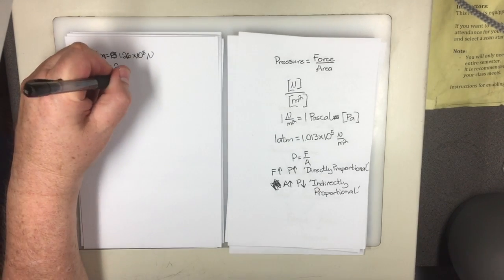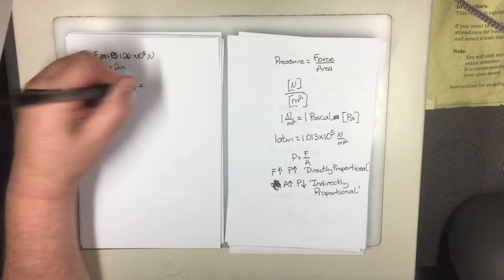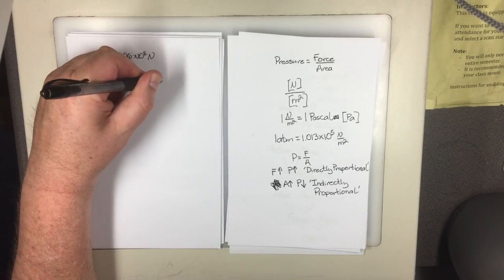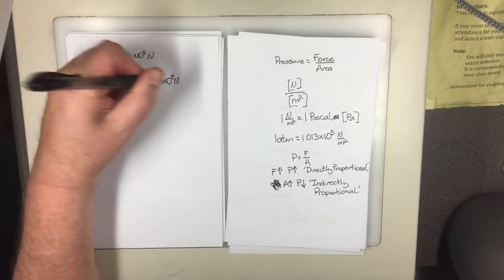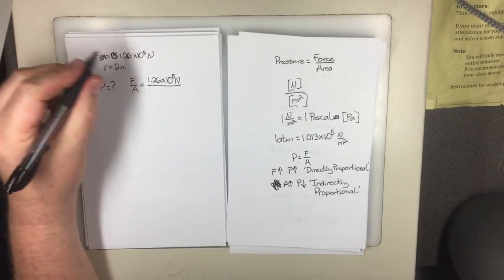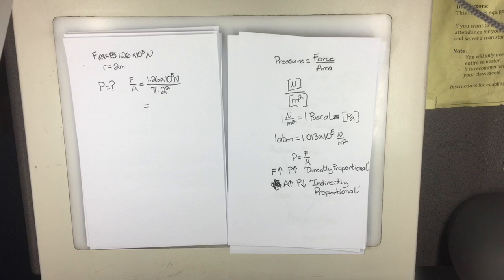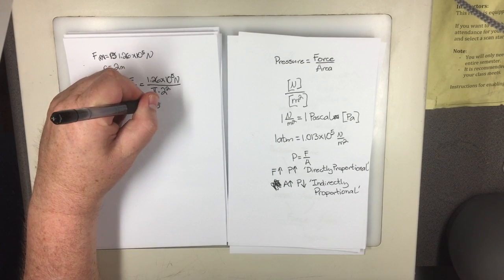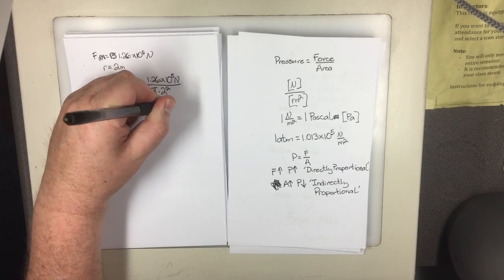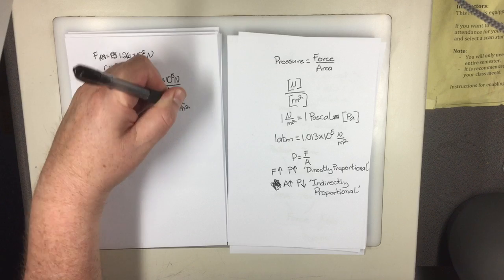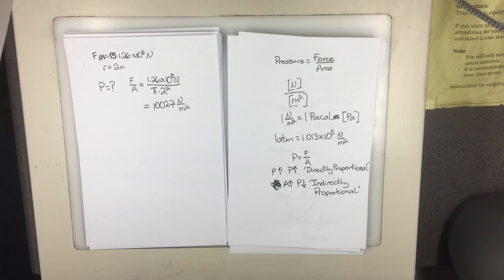Well, you know what pressure is. It's just force over area. You've got the force, 1.26 times 10 to the 5th newtons over area, pi times 2 squared, and we get an answer of 10,027 newtons per square meter.